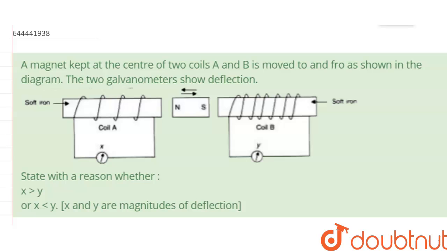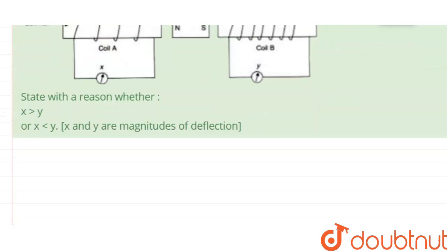Hello everyone. So the question is, a magnet kept at the center of two coils A and B is moved to and fro as shown in the diagram. The two galvanometers show deflection. State with a reason whether x is greater than y or x is less than y. X and y are the magnitudes of deflection.